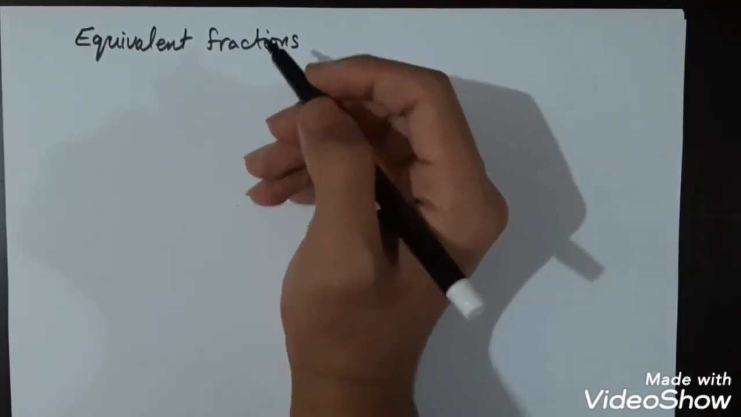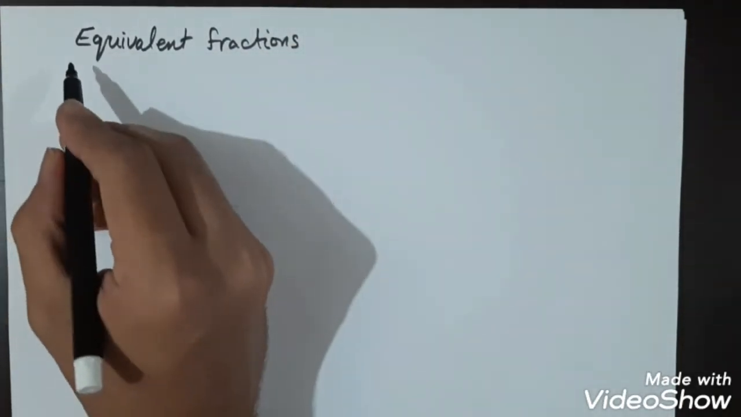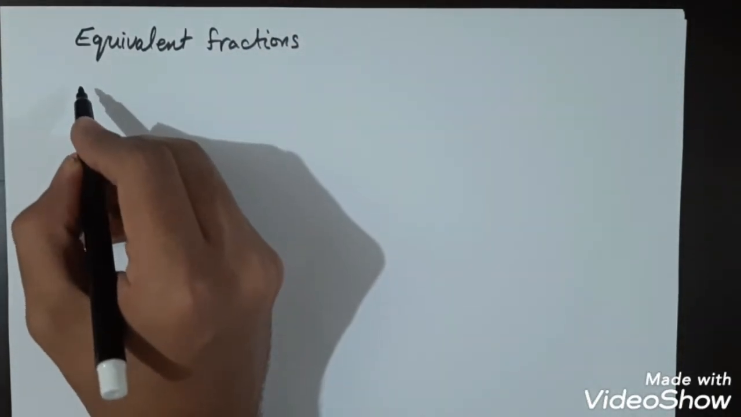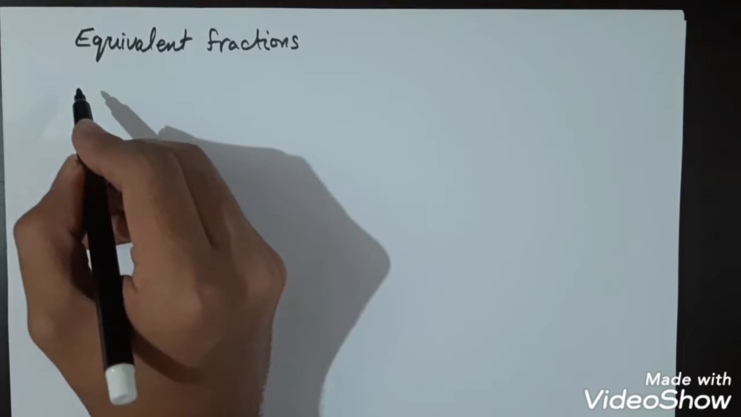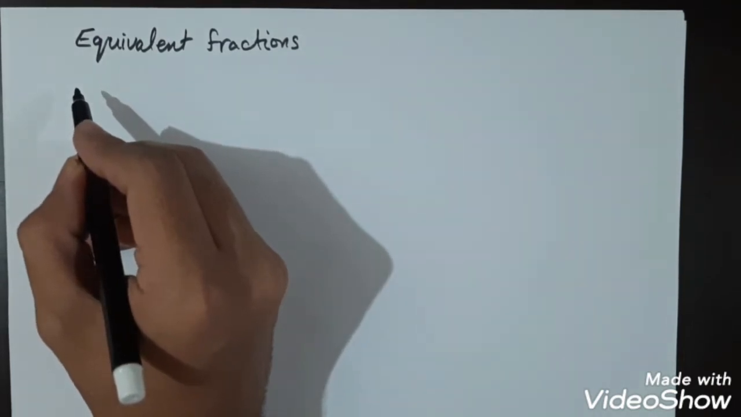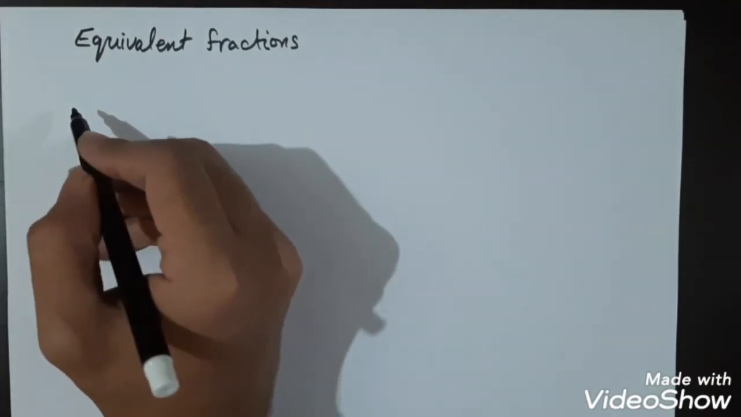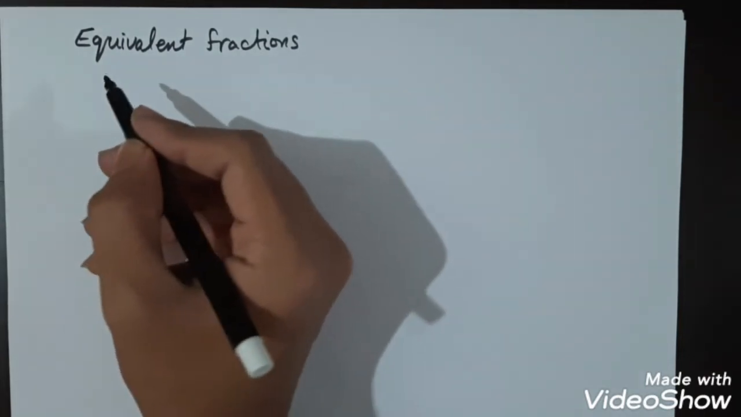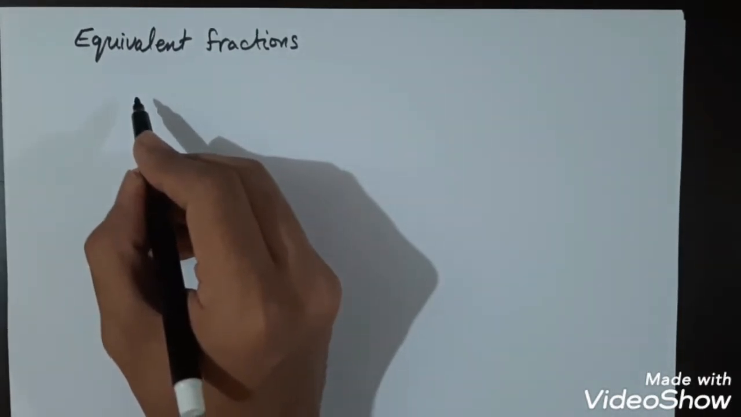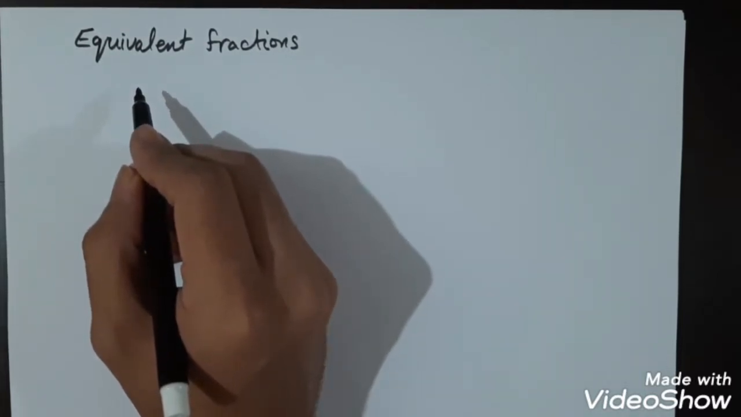In equivalent fractions, if you multiply or divide both numerator and denominator by the same number, the new fraction will still represent the same amount of the original whole fraction. So the new fraction is known as equivalent fraction.